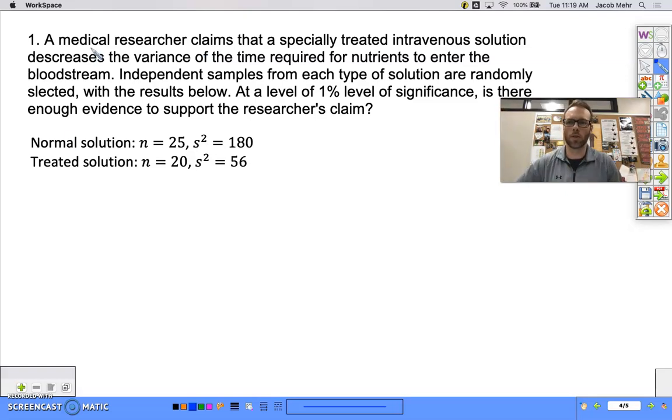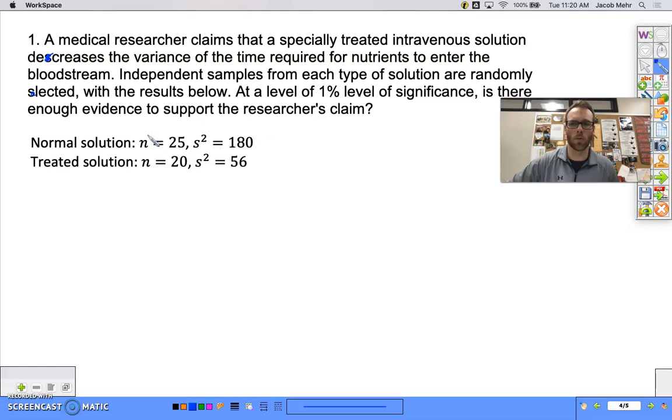Now, the researcher here is claiming that this new treatment solution has less variance than the old one. It says it decreases. I did not spell that right. Get that S out of there, typo. It decreases the variance compared to the normal solution. So independent samples from each solution type are randomly selected. Another typo, I'm sorry guys. With the results below. At a 1% level of significance, is there enough evidence to support the researcher's claim?